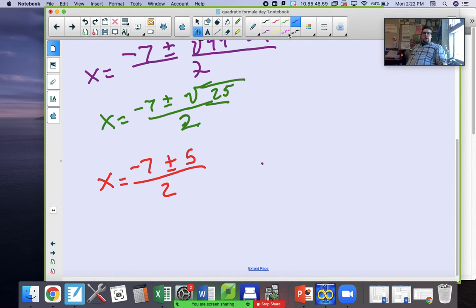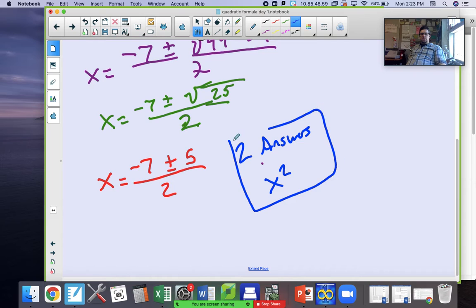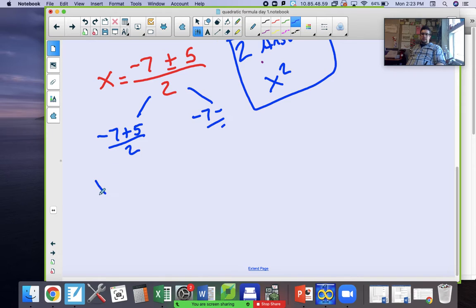It's at this stage right here where we're going to get our two answers. Remember, because a quadratic says x squared, there's always two answers. Negative 7 plus 5 over 2 and negative 7 minus 5 over 2. So x is either negative 2 over 2, or negative 1, or negative 12 over 2, which is negative 6.